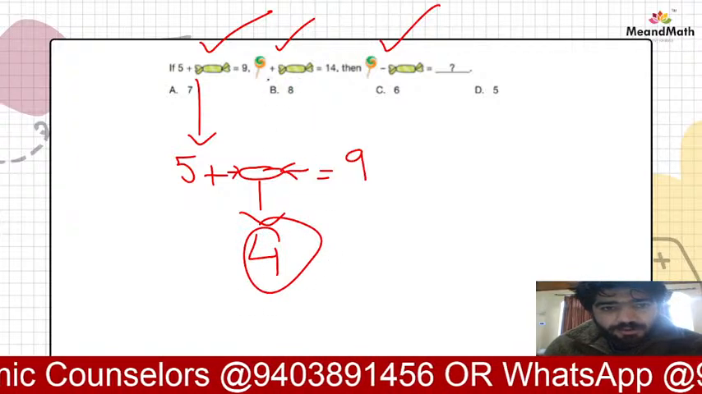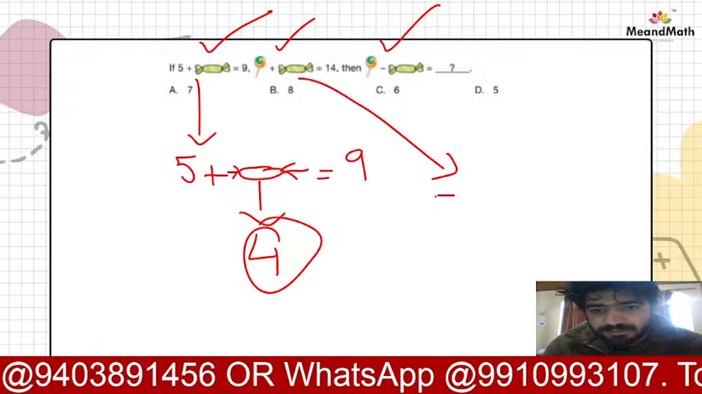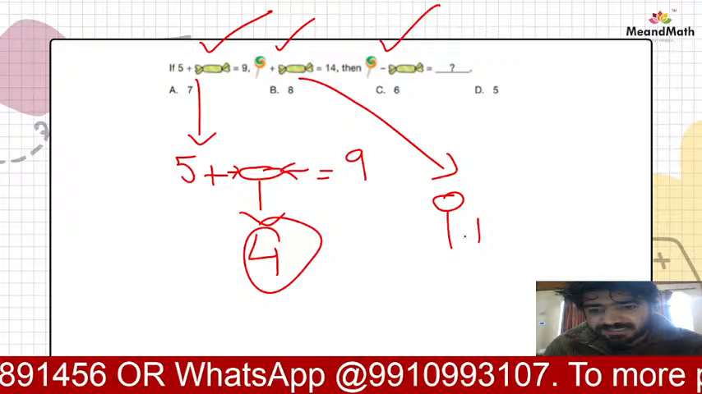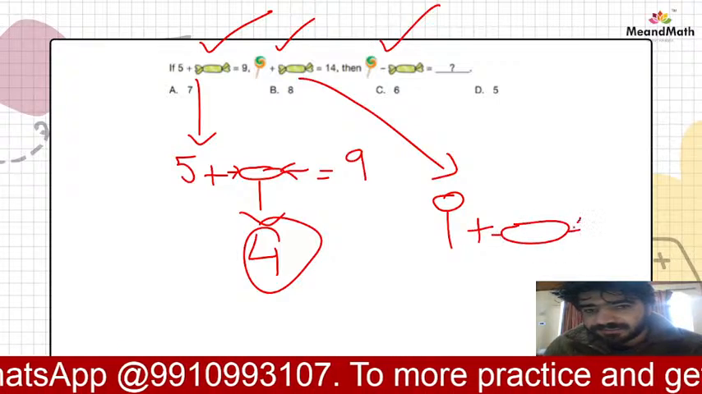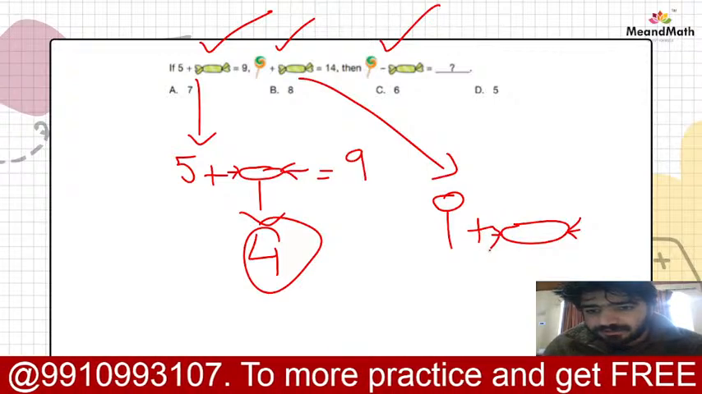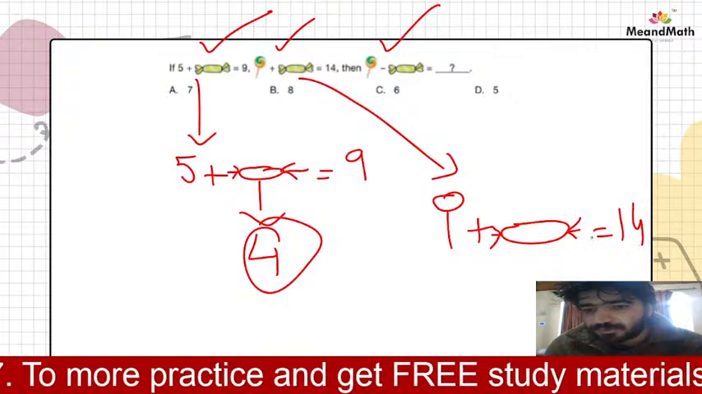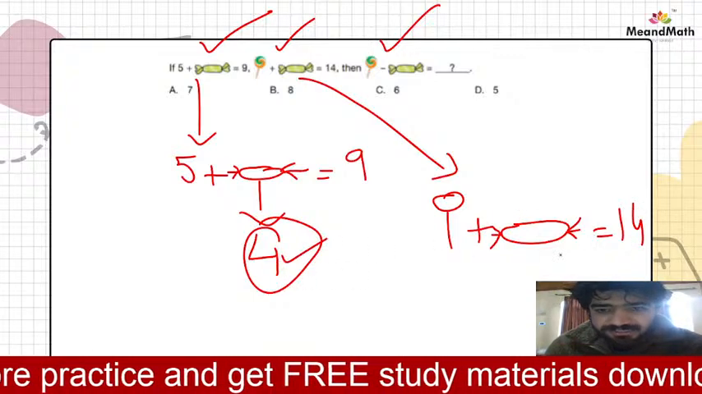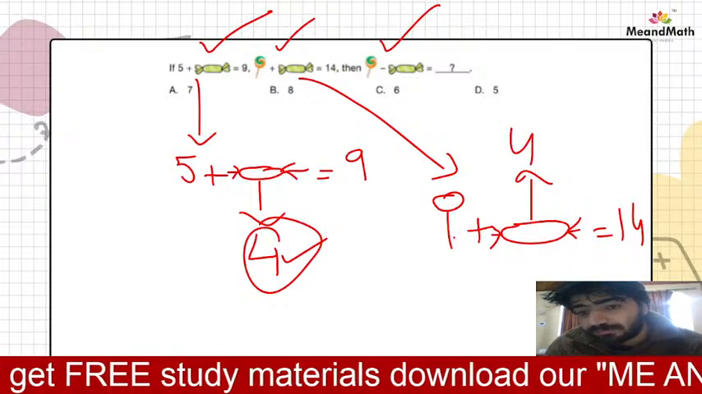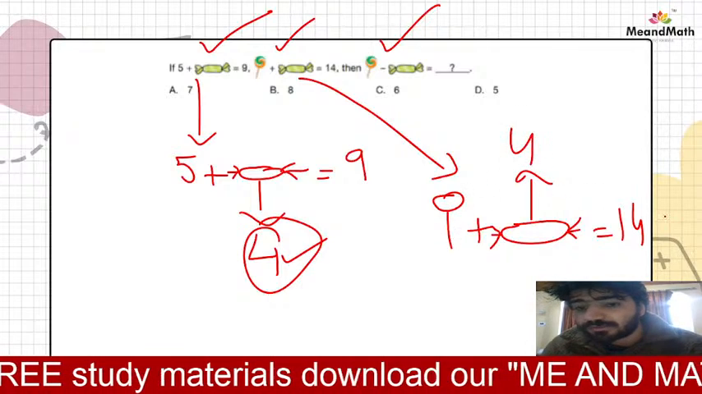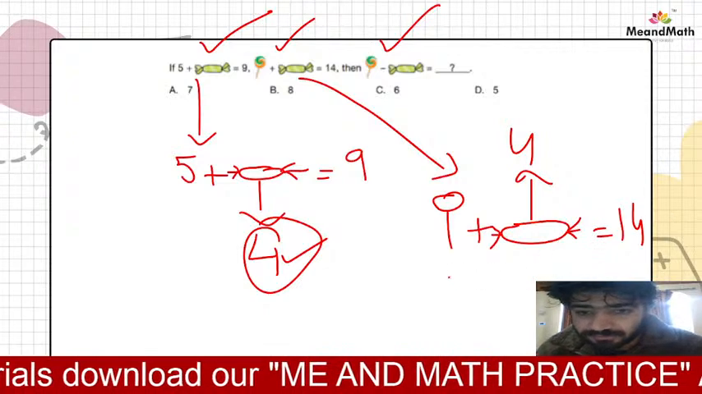Now a lollipop plus a candy is equal to 14. Let's take the second relation. Now a lollipop plus a candy like this is equal to 14. But this candy is equal to what? We just found, na? Candy is equal to 4. So lollipop plus 4 is equal to 14, isn't it? Lollipop plus 4 is equal to 14.